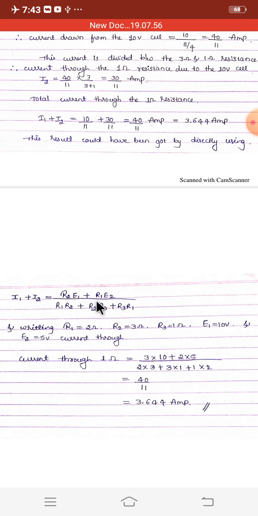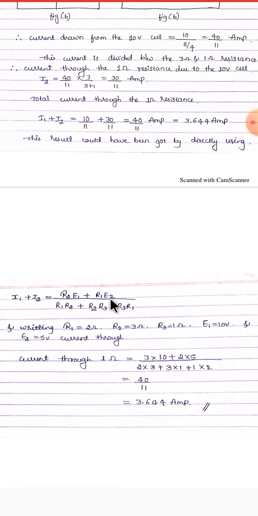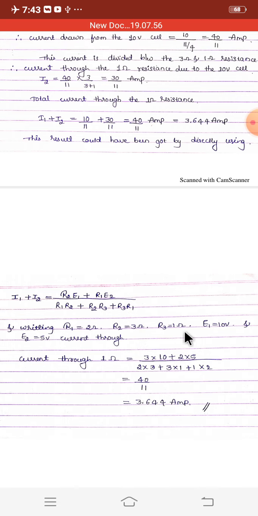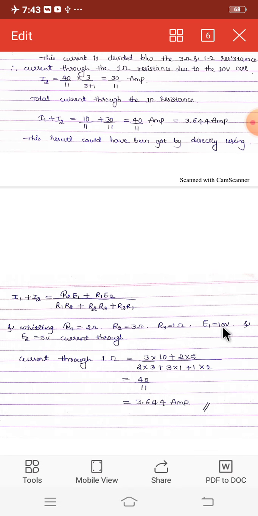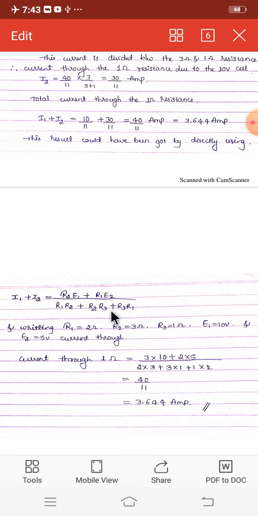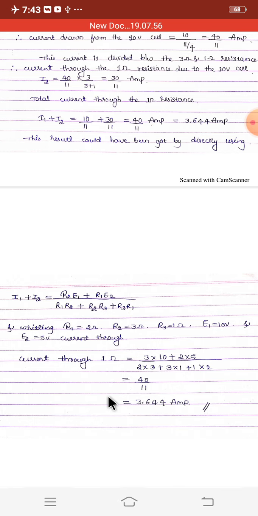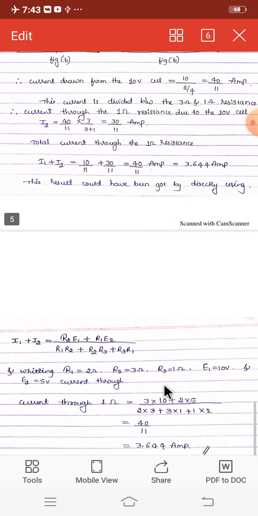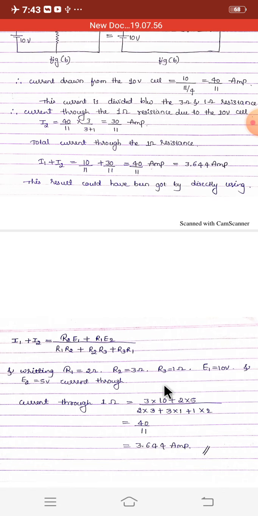This result could have been got by directly using I1 plus I2. Already we know this formula: R2E1 plus R1E2 divided by R1R2 plus R2R3 plus R3R1. So R1 equals 2 ohm, R2 equals 3 ohm, R3 equals 1 ohm, E1 equals 10 and E2 equals 5 volt. Substituting these values in this equation, we get the direct answer. But this is the short form, so better try to solve in this manner only.